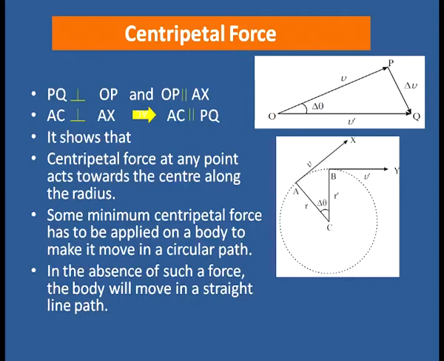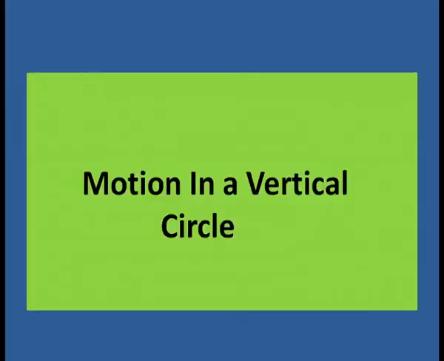That is why, for moving in a circular path, a minimum centripetal force always has to be applied on a body, and in the absence of such a force, the body will move in a straight line path. We have already discussed centripetal force and centripetal acceleration. Now, we will discuss motion in a vertical circle.